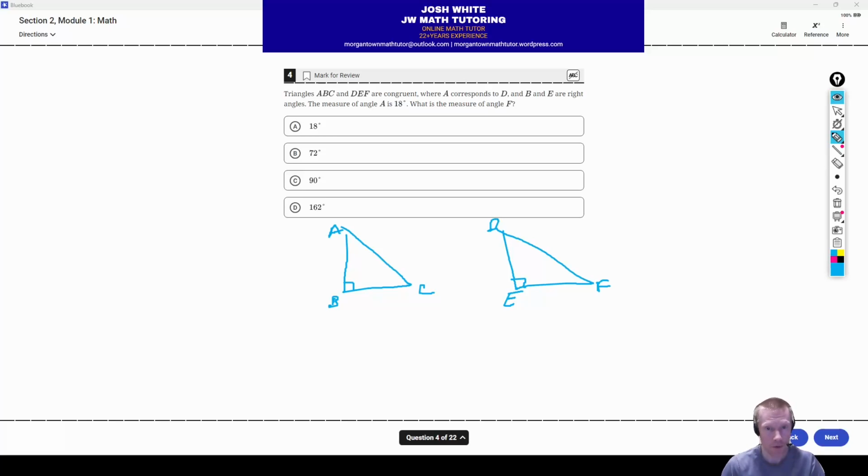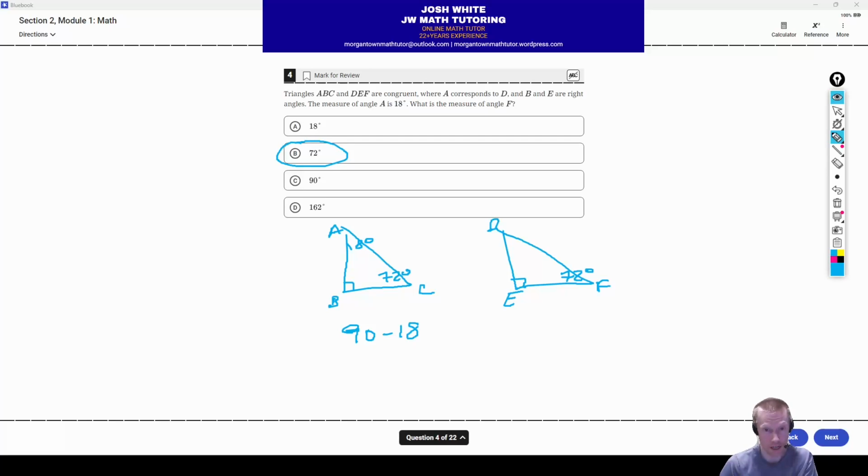All right, so now we know A is 18 degrees. What is the measure of angle F? So all we have to figure out here is that C is going to be 72 degrees. It's basically 90 degrees minus 18 degrees. And since C corresponds to F, F will also have to be 72 degrees. So the correct answer on this one is going to be B.